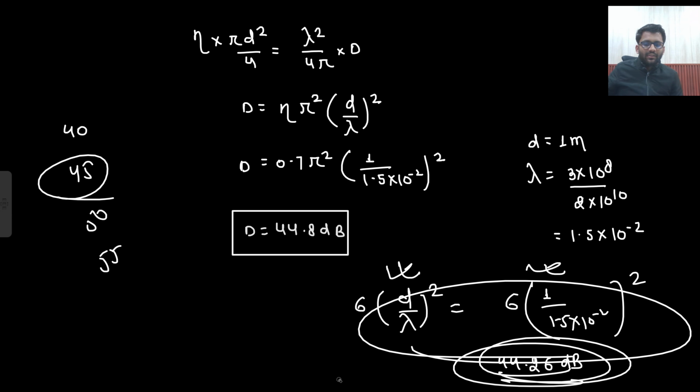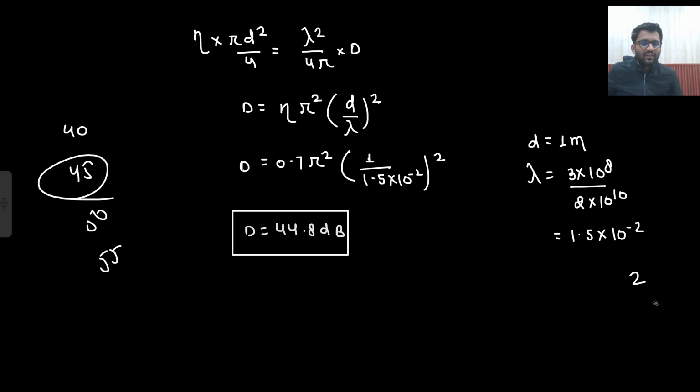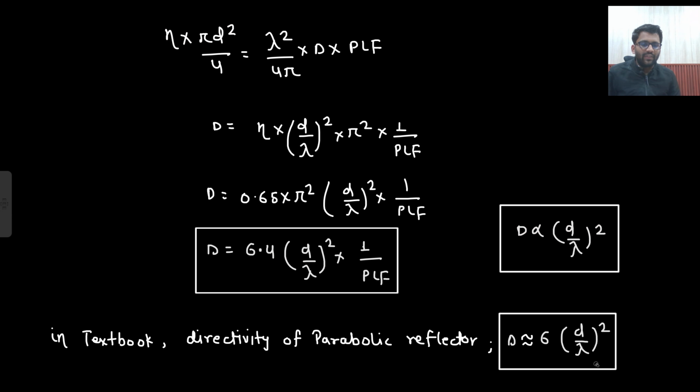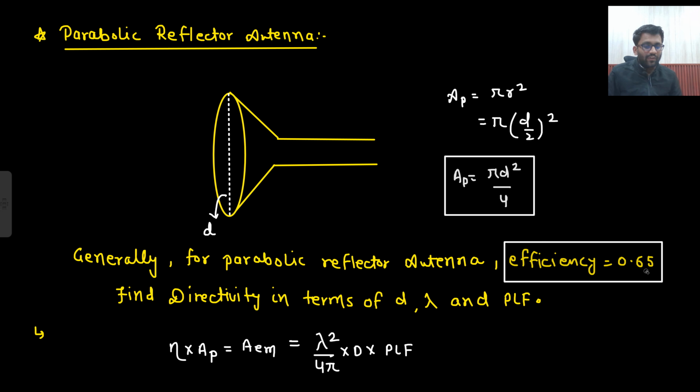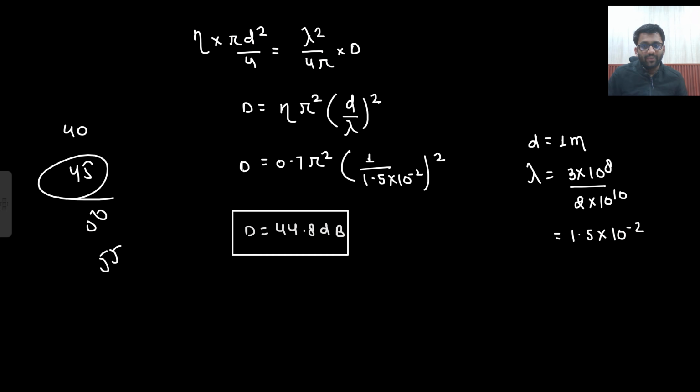But better derive it in the examination if they are giving the data of efficiency, because this we have derived for a particular value of efficiency, and this is the general case. Okay, this is the general case. Generally this is the efficiency of the parabolic reflector. Yeah, so that's it about our complete antenna.